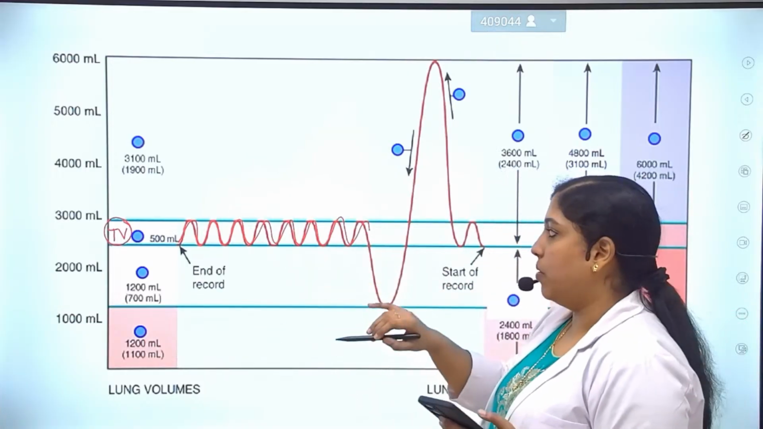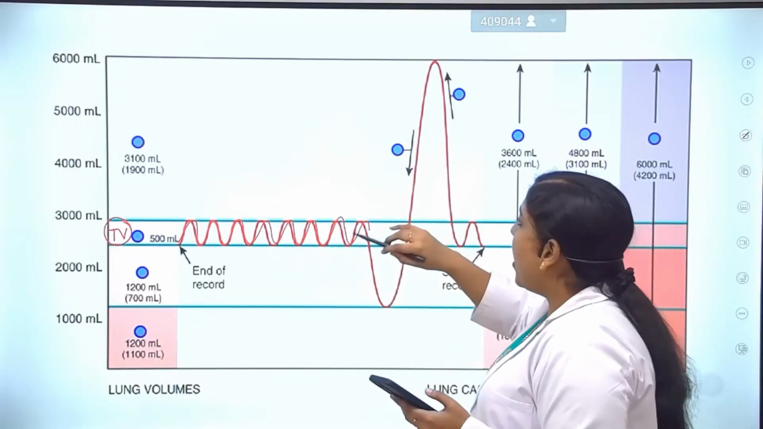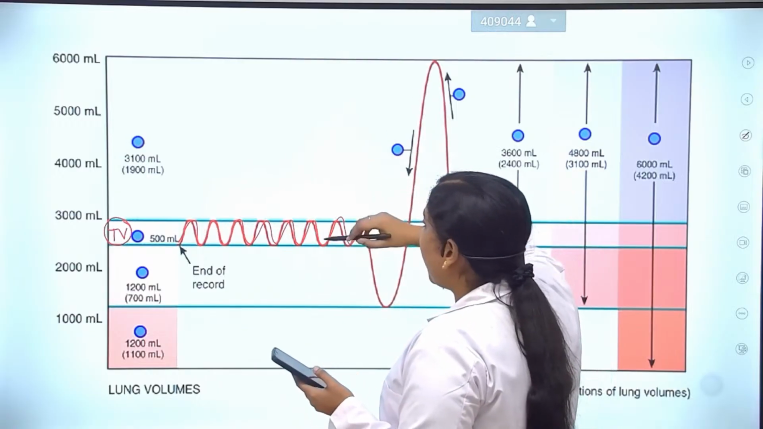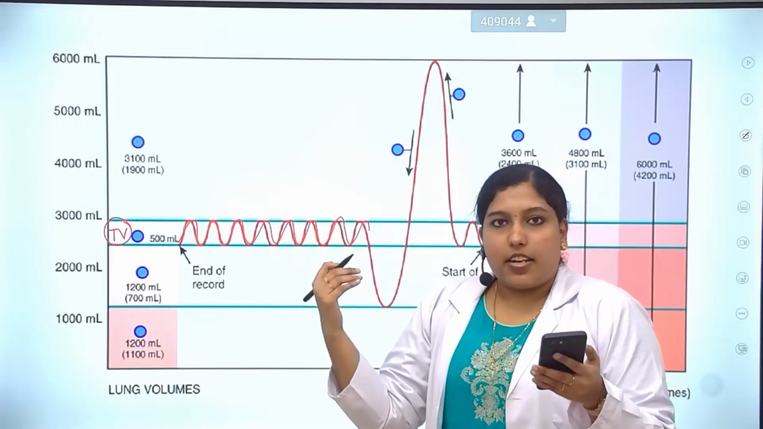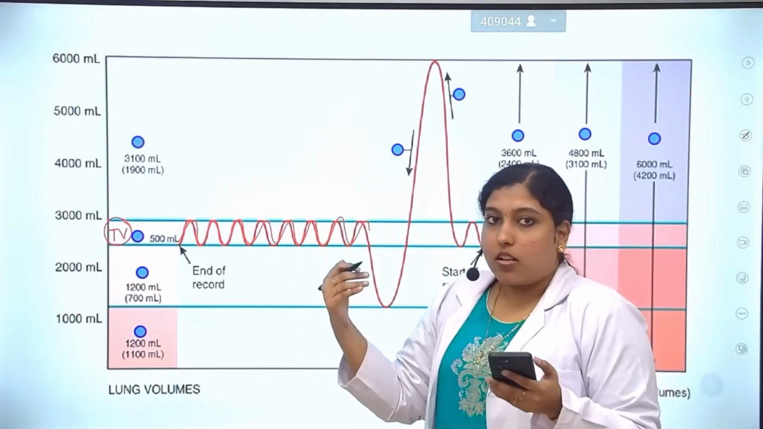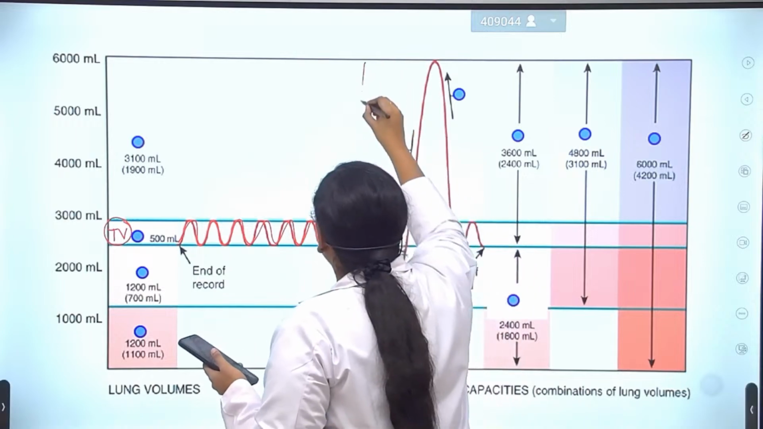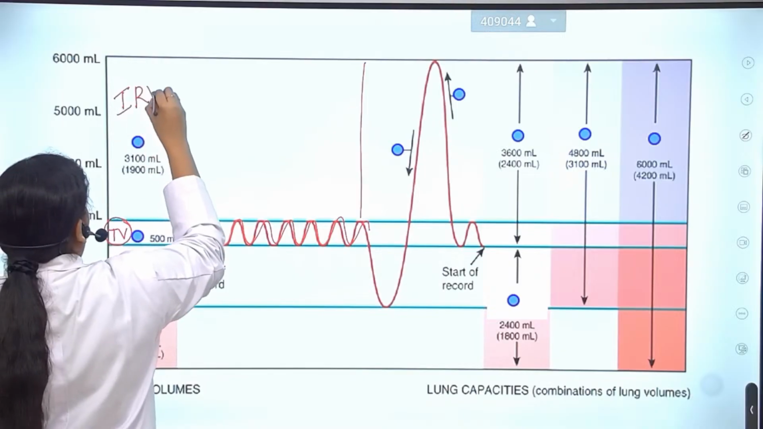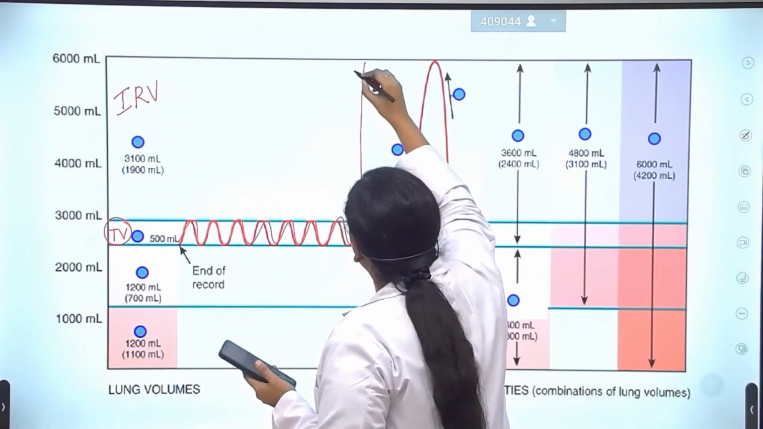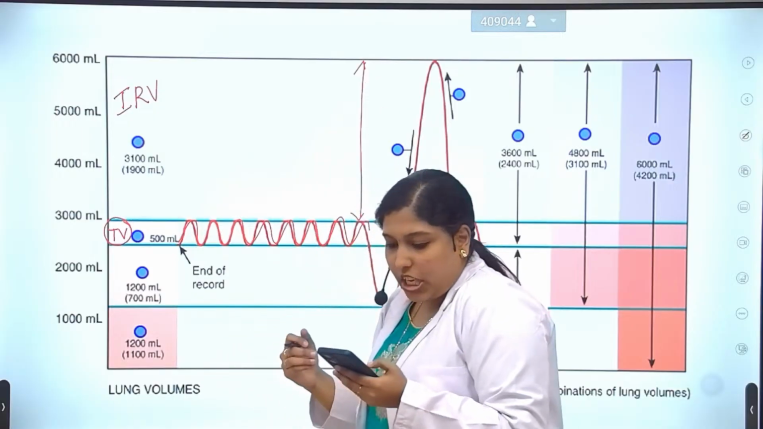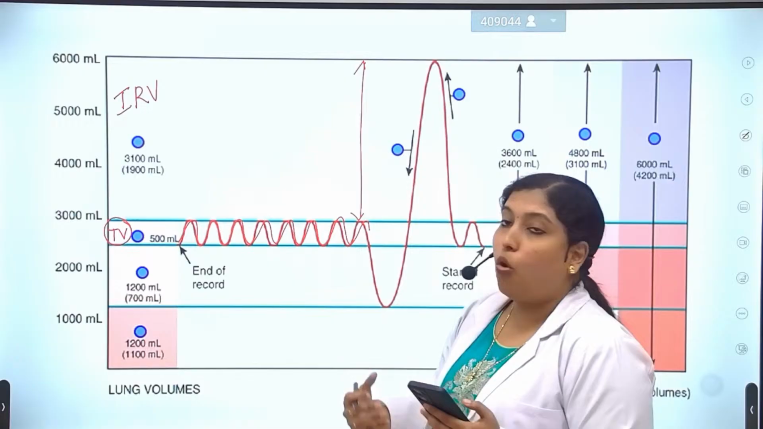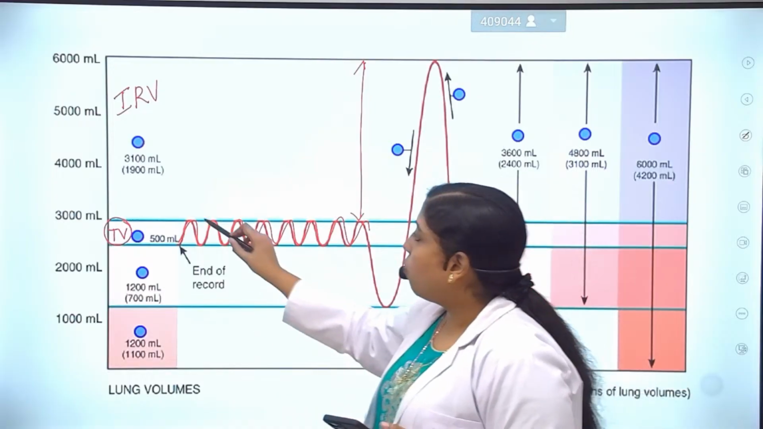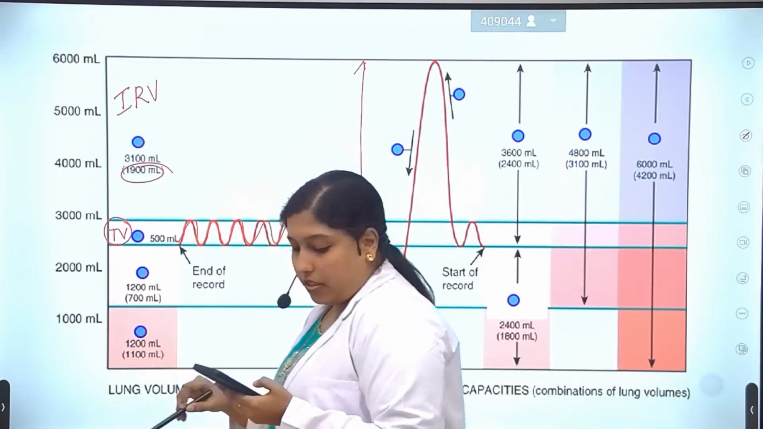The next value you are going to see is when I am having excessive inspiration, when I am forcefully inspiring more air inside my lungs. That is termed as inspiratory reserve volume. From the normal level, I am trying to forcefully inspire even more air into my lungs. That is the inspiratory reserve volume, and the value is 1900 ml.